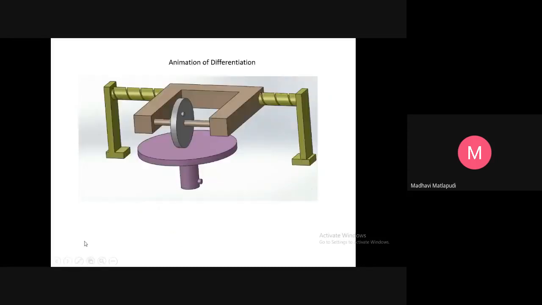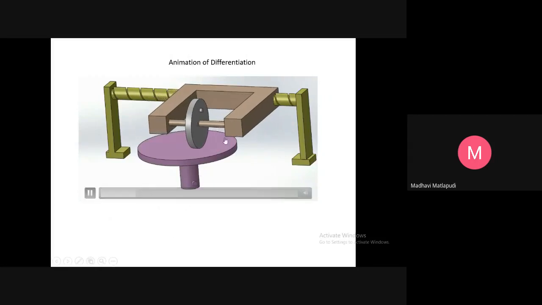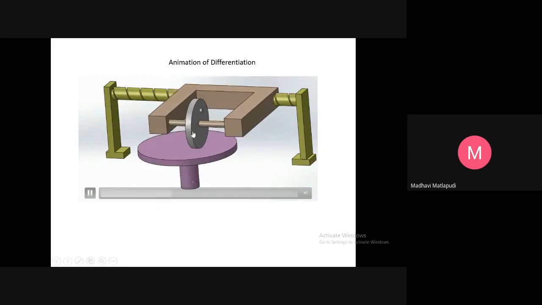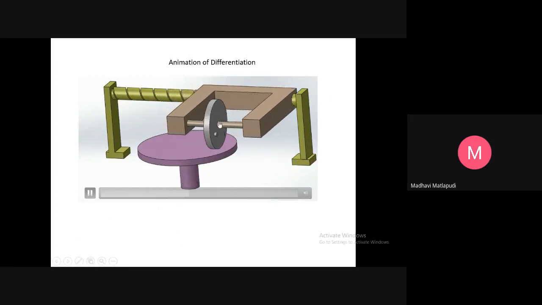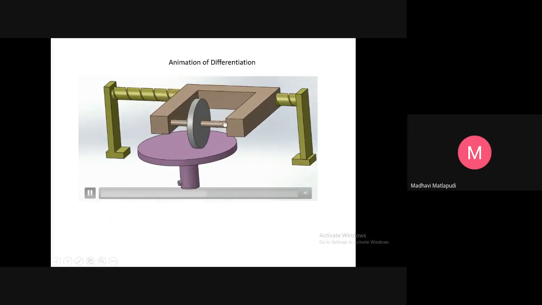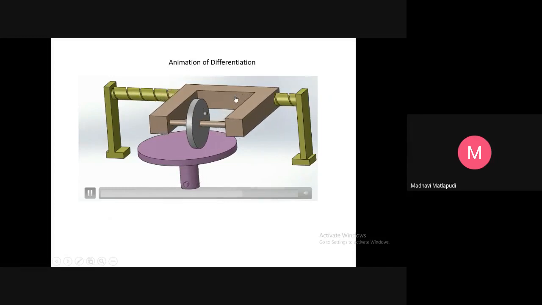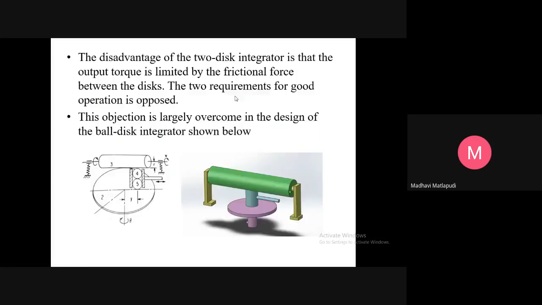So let us see the animation of this particular one. You can see disk 2 rotating through some power source, and then disk 3 is rolling on disk 2 radially in the outward direction, in turn connected to a lead screw mechanism, thus obtaining some translatory motion. Now, the disadvantage of the two-disk integrator is that the output torque is limited by the frictional force between the disks. So the two requirements for good operation are opposed. This objection is largely overcome in the design of the ball disk integrator shown below.